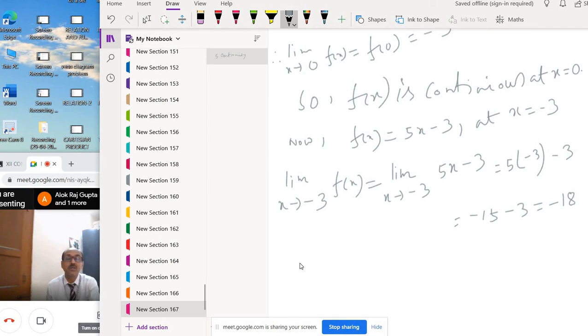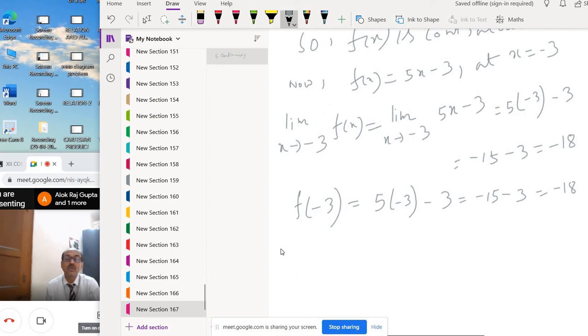Now the direct value without limit, that is f of minus 3, equals the same function, 5 into minus 3 minus 3, so equal to minus 15 minus 3 equals minus 18. Minus 18. So these two are the same.